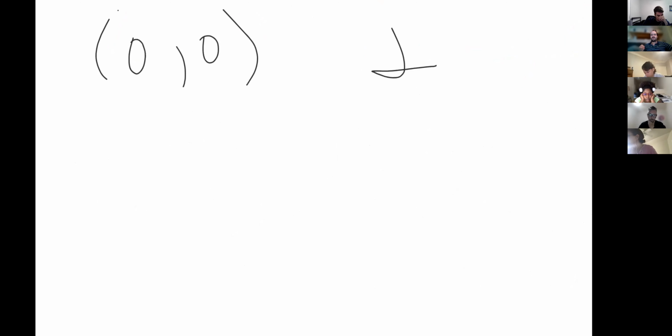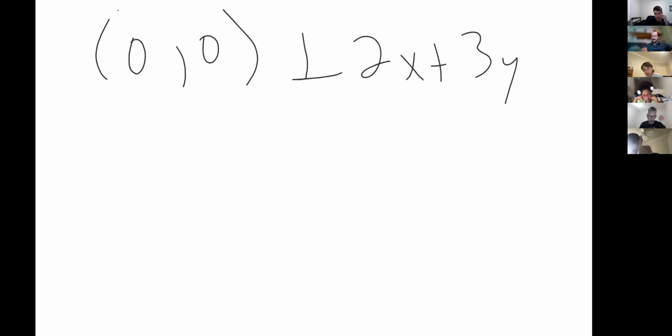Okay, so the next one is going through the origin. And we know it's perpendicular to this equation, 2x plus 3y equals 10. It's a little squeezed. 2x plus 3y equals 10. So what am I going to have to do to this thing if I don't have it already?